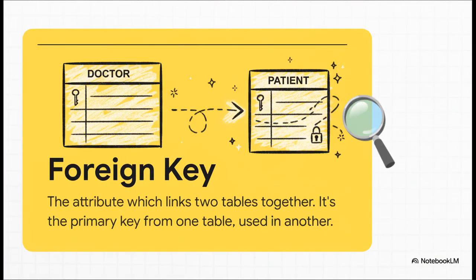Next up, we have the foreign key. And this is where the magic happens. This is literally the glue that connects our different skyscraper floors or tables together. We just take the primary key from one table, say a unique doctor ID, and we place it in our patient's table. And boom, we've just created a relationship. This right here is the relational in relational database.